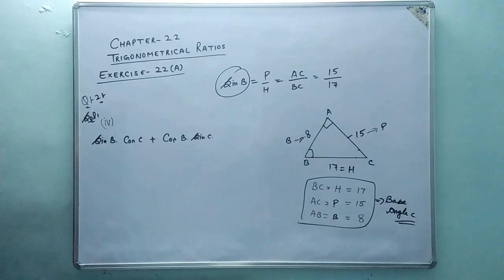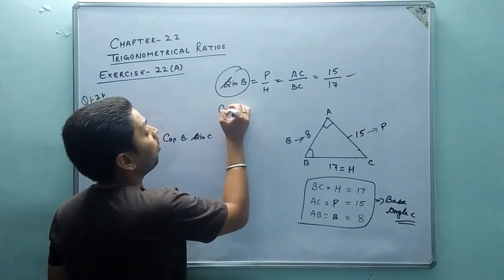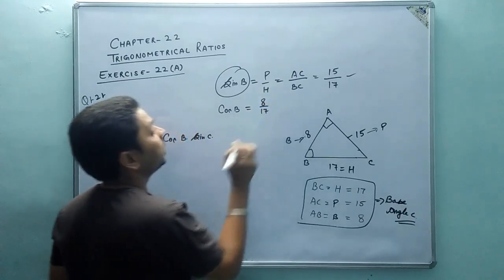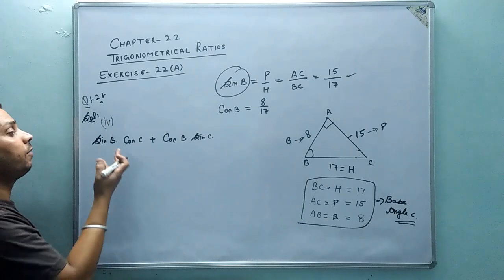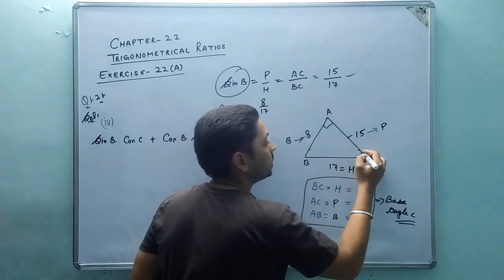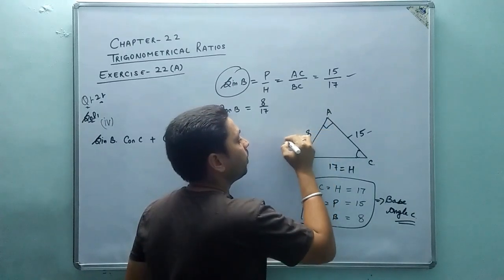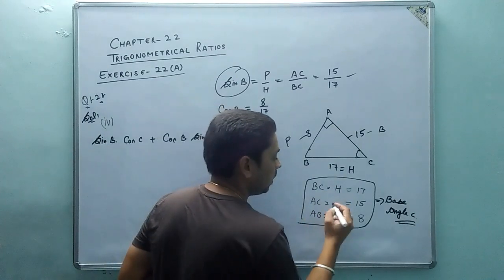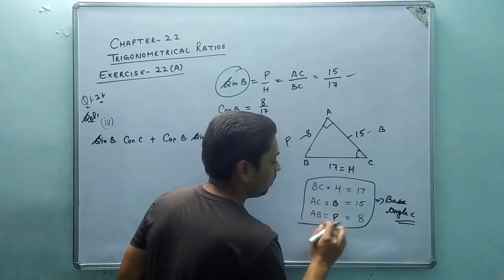We have already found the value of sine of B, which is 15 upon 17, and cos of B, which is equal to 8 upon 17. We have to find the value of sine of C and cos of C. Now again we are taking the base angle C, so change it. This will be your perpendicular and this will be your base.